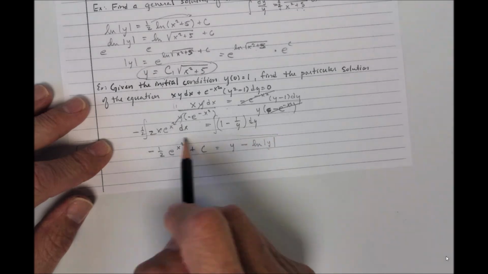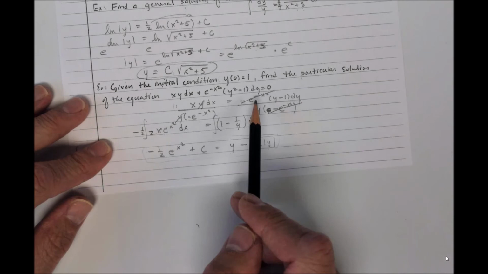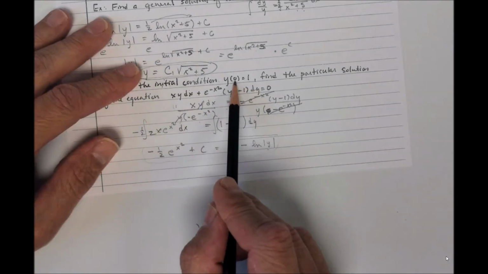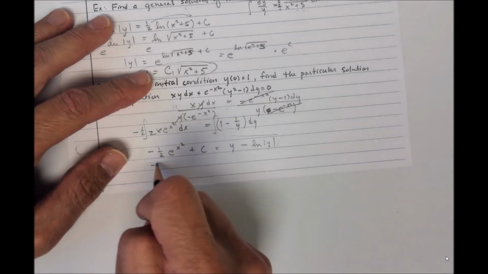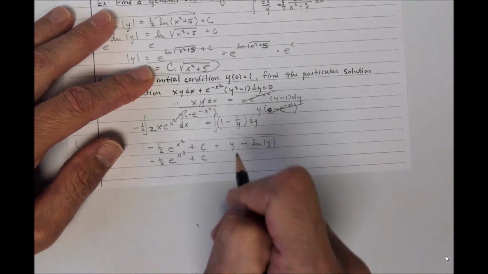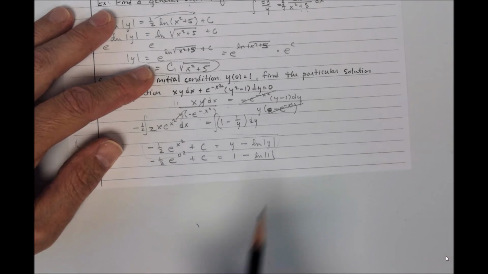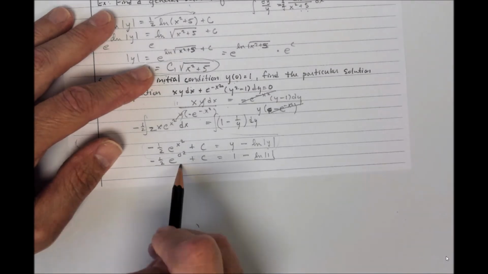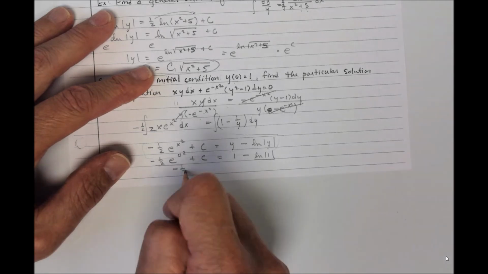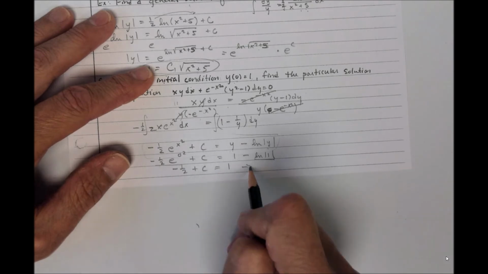Now, if I wanted the general solution, I'm done. But I want the particular solution, given y of 0 is equal to 1. So when x is 0, y is 1. Well, the natural log of 1, of course, is 0. All this is just negative 1/2 times 1. So I have negative 1/2 plus c is equal to 1. So that gives me c is equal to 3/2.